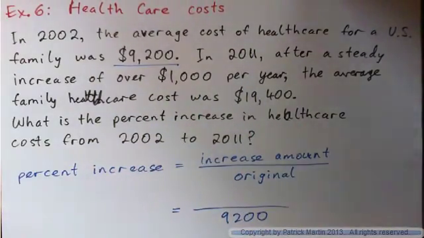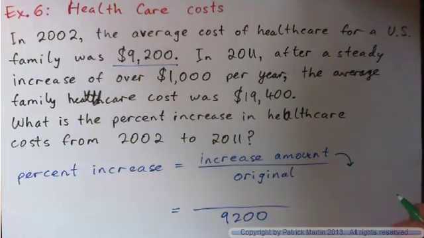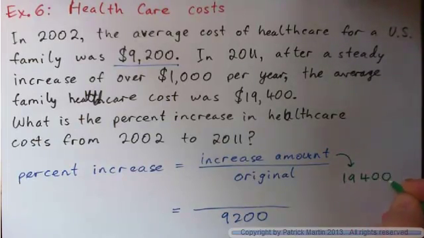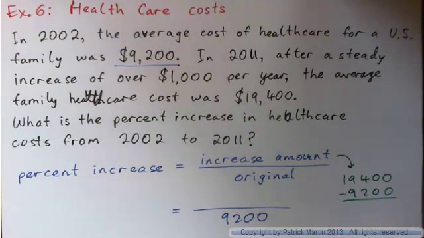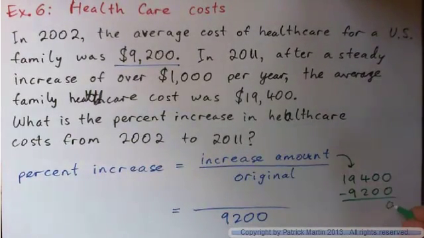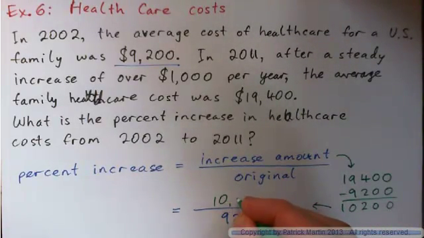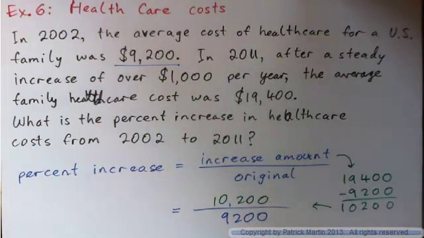Now, what was the increase amount? Can you figure that one out? Don't you have to take this number and subtract this number? Does that make sense? So if I do that, I get the increase amount: $10,200. Okay, that's the increase amount. It increased in those 9 years.